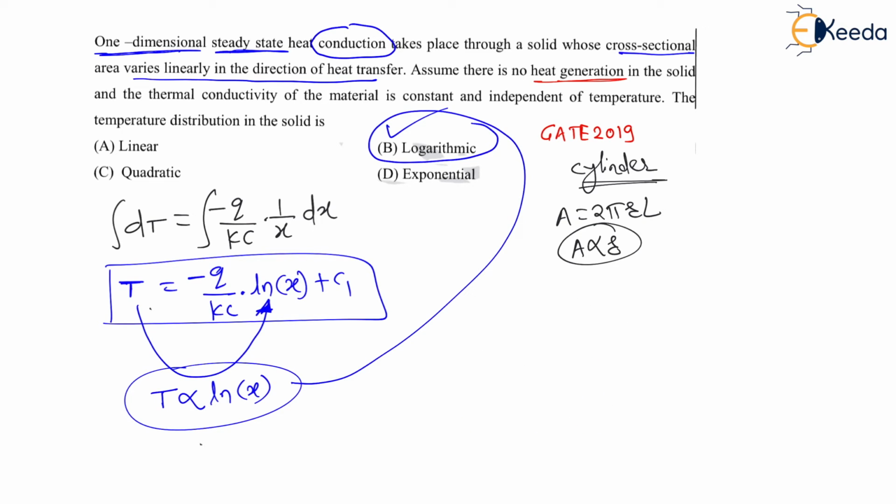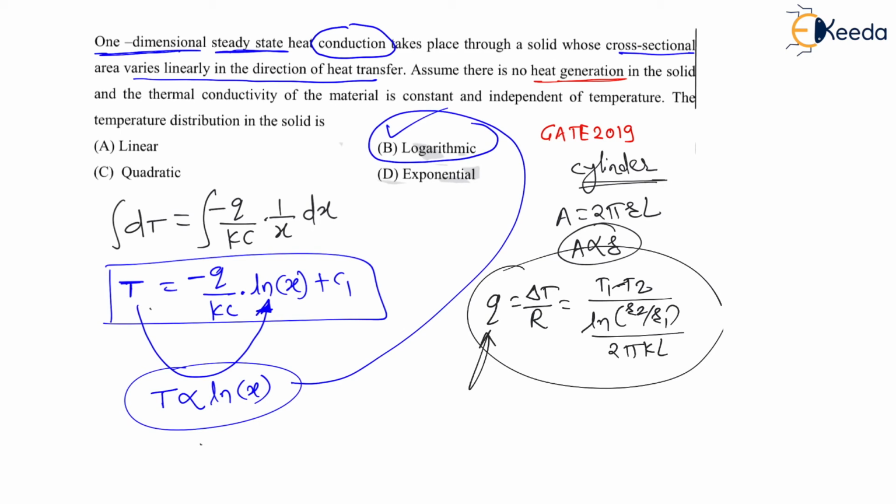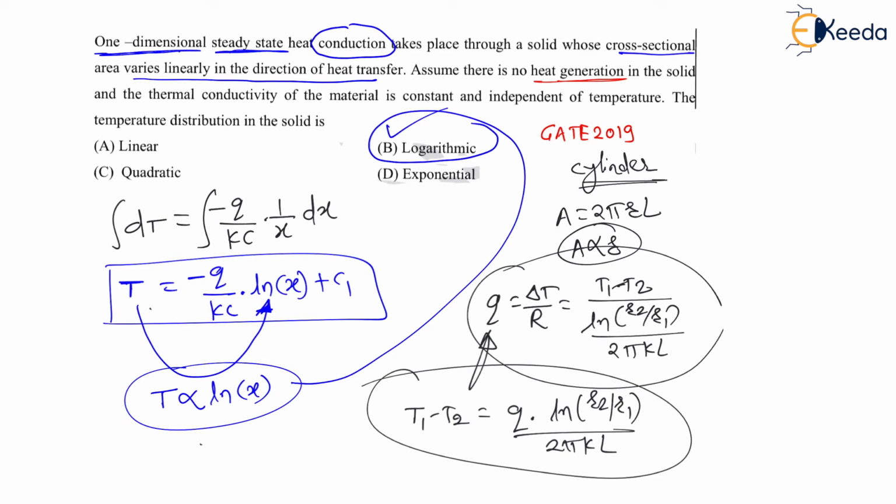For cylinder, the heat transfer through the cylinder will be equal to Q is equal to delta T divided by resistance of cylinder, which is nothing but temperature difference T1 minus T2 divided by ln of R2 divided by R1 divided by 2 pi kL. This formula we have derived for the cylinder. Therefore, the temperature distribution in case of cylinder, T1 minus T2 is equal to Q into ln of R2 divided by R1 divided by 2 pi kL. It is a logarithmic function, right? Means the variation for the given question will be exactly similar to the cylinder, because in case of cylinder, the area is directly proportional to radius.